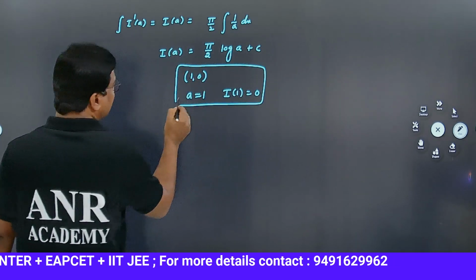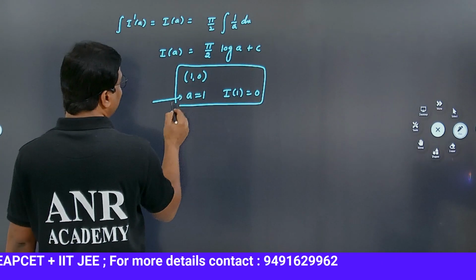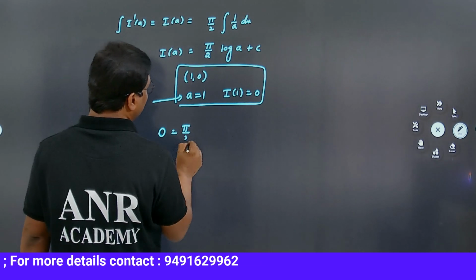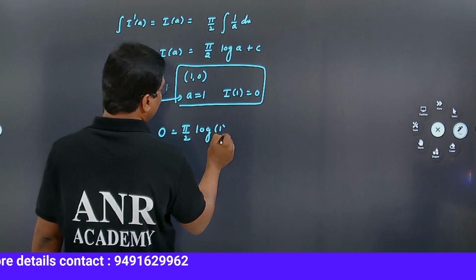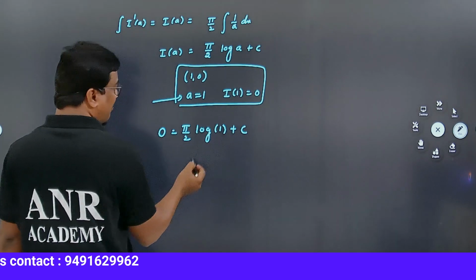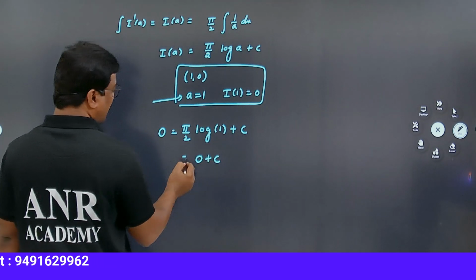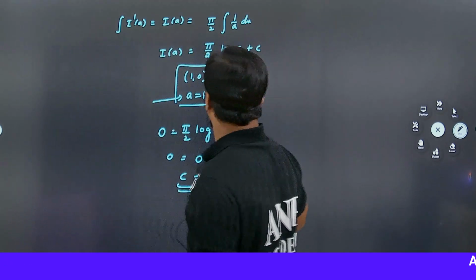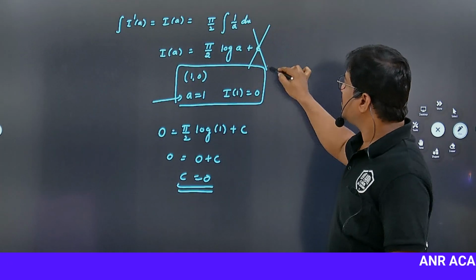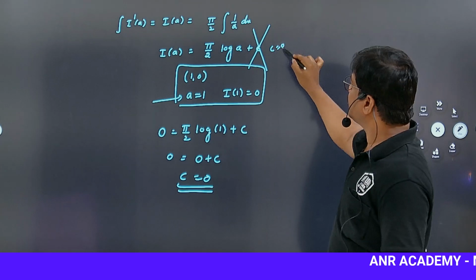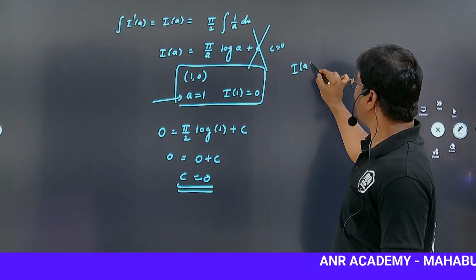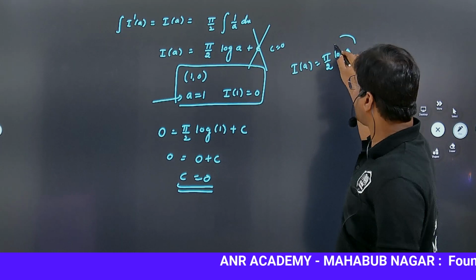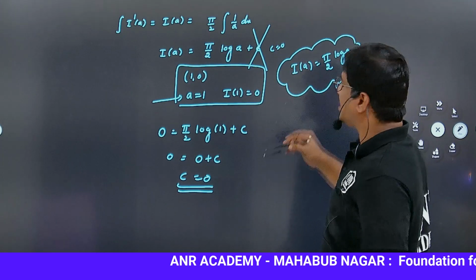I am going to use this, put a equal to 1. This is 0, pi by 2, log 1, plus c. Log 1 value is 0, so the value of c becomes 0. So if you write c value 0, then what do we get? I of a becomes pi by 2 into log a. So this is your answer.